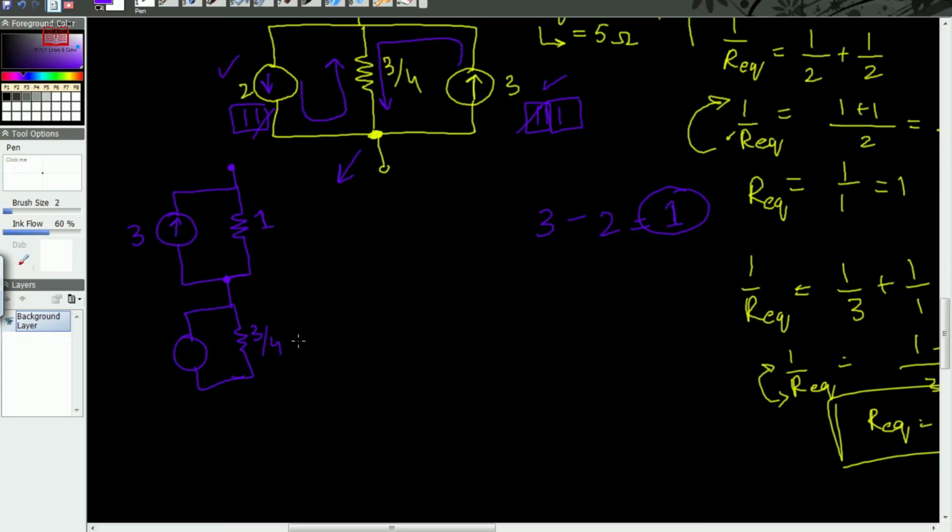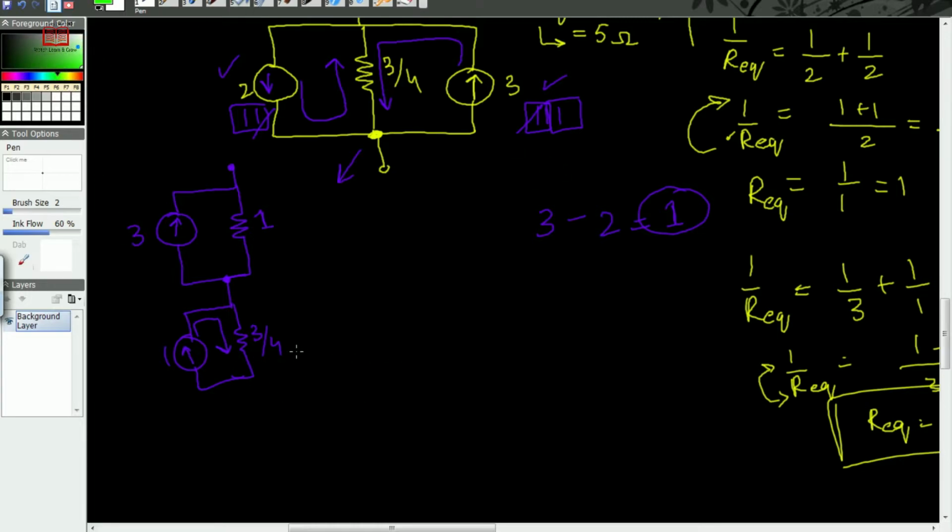3 over 4. 3 minus 1, 2, 1 ampere, okay, 1 ampere. But what is the direction? Direction is towards down. So towards down, okay, the direction must be from 3, which shows that towards down. Okay, you got this point. This is the 4th step.